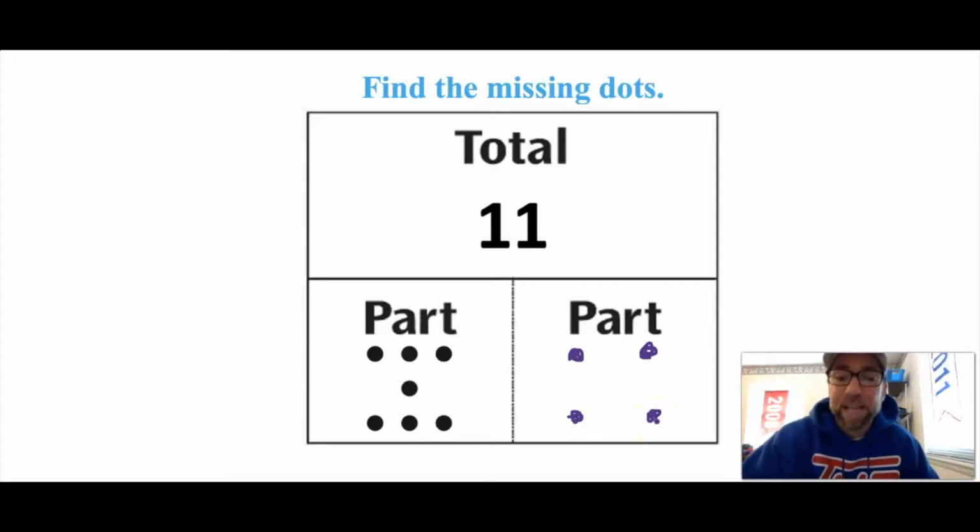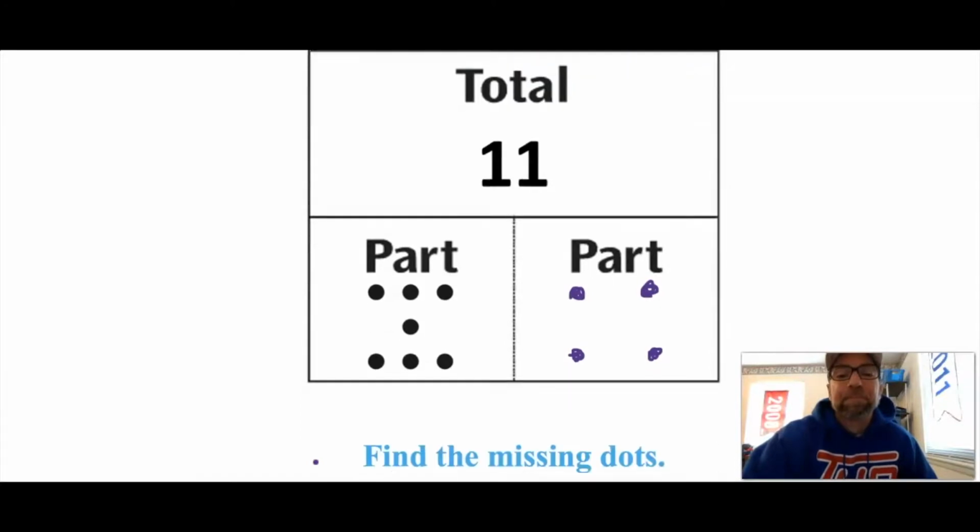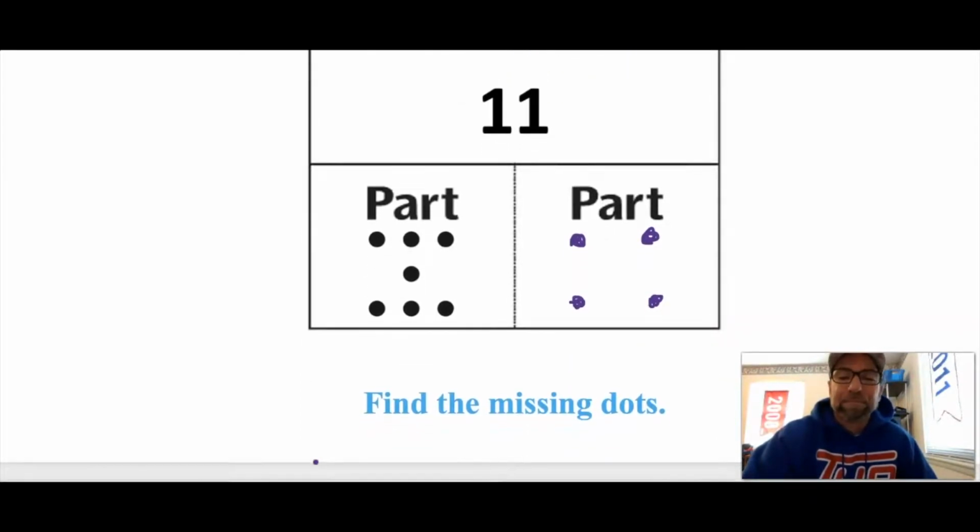There's a couple ways I could have solved that problem. I could have put 7 in my head and counted up, added 8, 9, 10, 11. 4 more dots. Some of you may have subtracted. You started with 11 and you took away 7 and you were left with 4. Awesome job. Let's try one more.